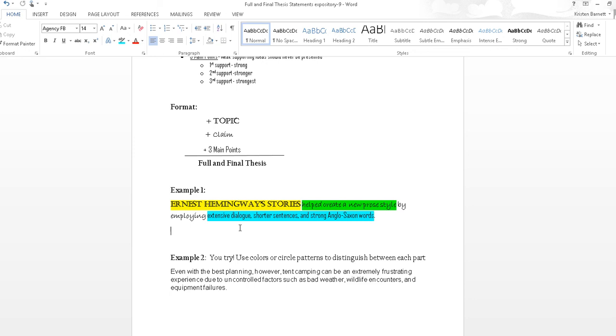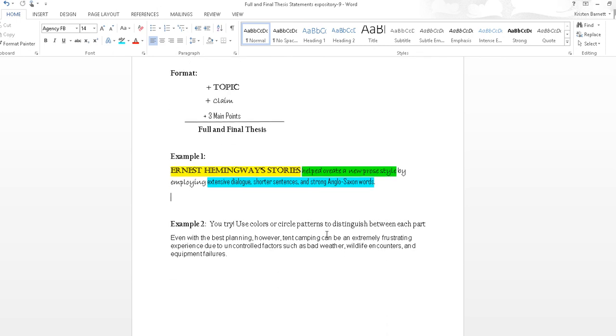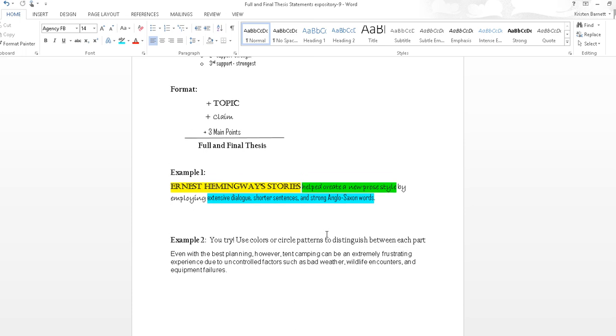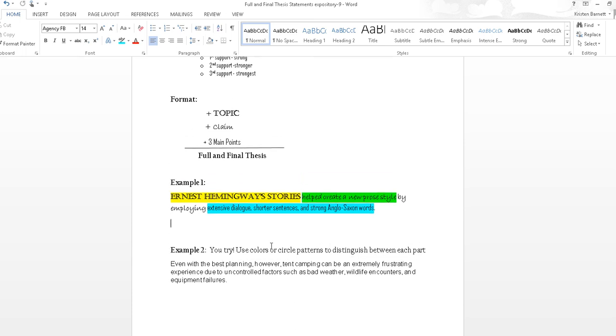So he or she would have a paragraph on dialogue and how that changed the prose style, the shorter sentences that he uses, and then finally the Anglo-Saxon words, the word choice. So it's like diction, syntax, dialogue. So those would be the 3 body paragraphs all together discussing how his stories created that new style. So here's another example. I would like you to please pause the video here so that you can highlight the topic, claim, and 3 main points on your own. So go ahead and pause and do that now.